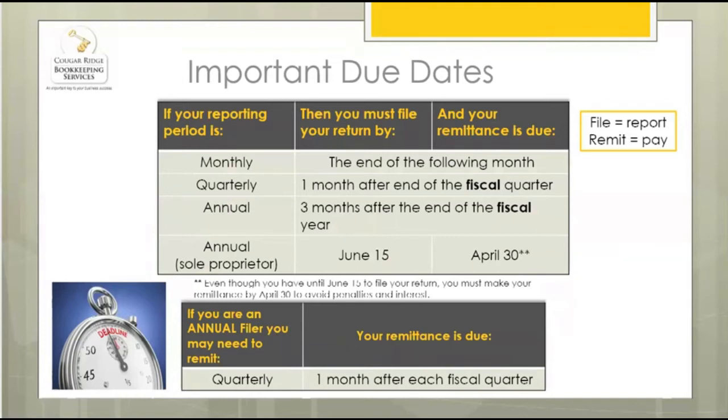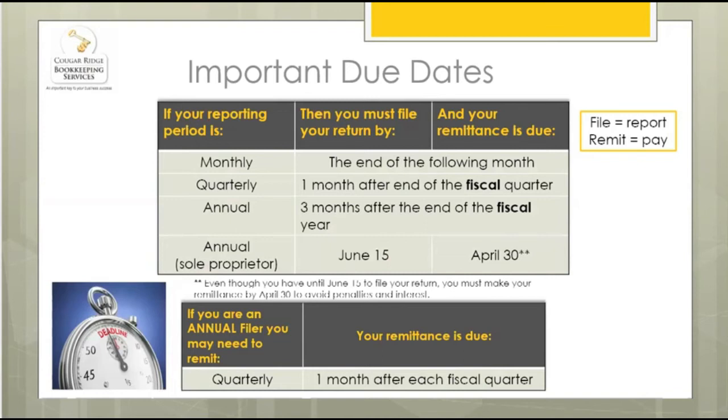It's important at this point to know the difference between the word file and remit. File means you're just reporting. So when you file your GST return, which can be done online or through the mail, but most typically now online, you're simply reporting the amount of GST that you collected from your customers and the amount of GST that you paid out. So that's filing, that's reporting. Remitting means paying. So if you owe money to the government for your GST, you must remit that as well by the end of the following month.